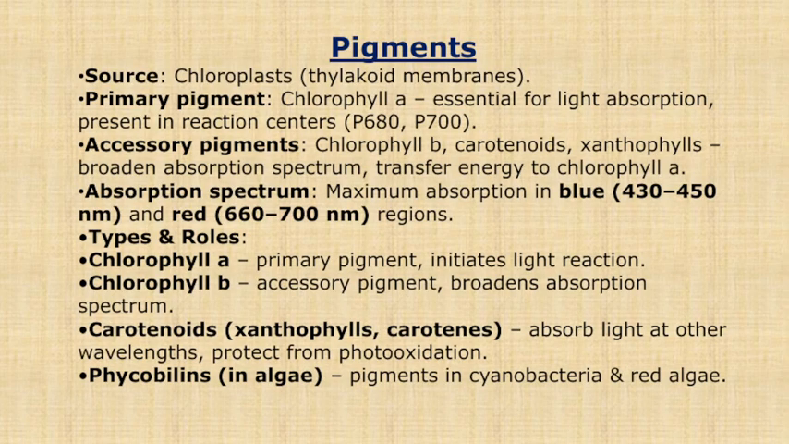So what are the major pigments present in the chloroplast? The primary pigment is chlorophyll A, also known as the reaction center molecule, essential for light absorption. Depending on the absorption spectrum of chlorophyll A, there are two photosystems that we will discuss, PS1 and PS2. PS1 absorbs 680, PS2 absorbs 700. So these are the actual wavelengths of light that are being absorbed by the chlorophyll A molecule.